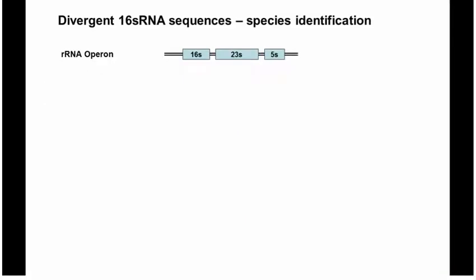So the other thing that is frequently used for phylogenetic classification of bacteria is 16S RNA sequencing. This is a small subunit of ribosomal RNA. Now in bacteria, 16S, 23S, and 5S RNA are coded on the same operon. So the sequences coding for them are next to each other on DNA.